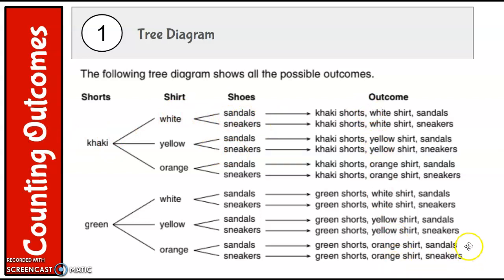So you can see there are 1, 2, 3, 4, 5, 6, 7, 8, 9, 10, 11, 12 outcomes in my sample space. And one of them is the favorable outcome of green shorts, yellow shirt, and sandals. So the probability of picking green shorts, yellow shirt, and sandals is 1 out of 12.